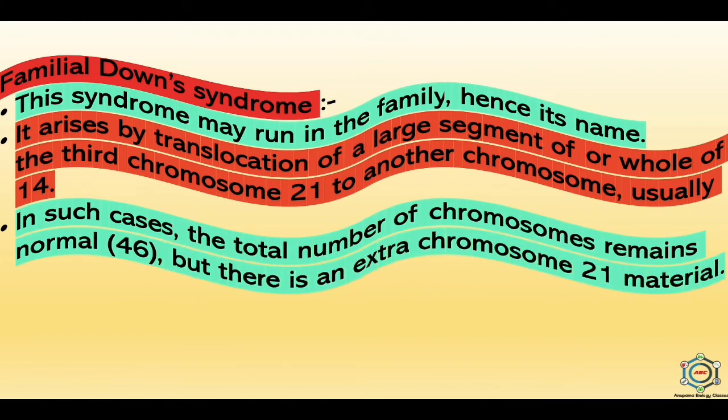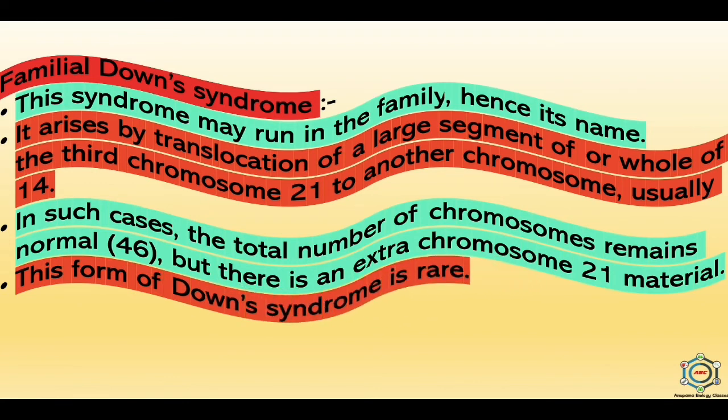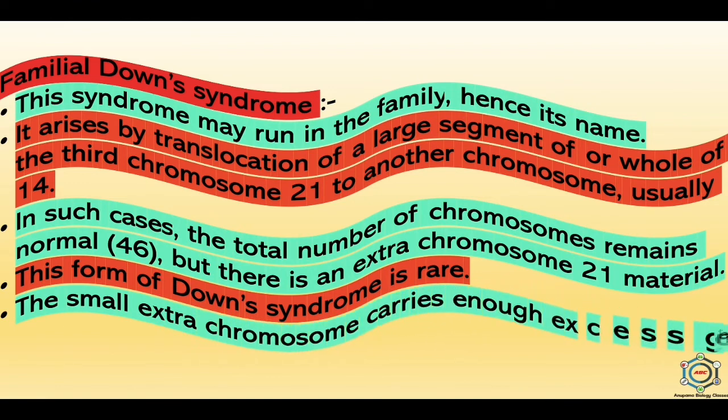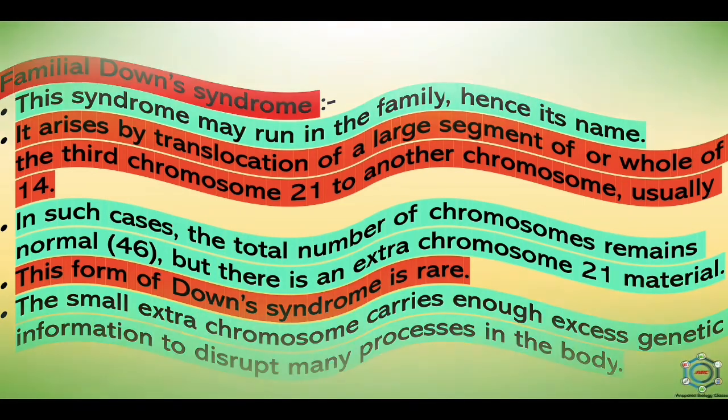In some cases, the total number of chromosomes remains normal, that is 46, but there is an extra chromosome 21 material. This form of the Down syndrome is rare. The small extra chromosome carries enough excess genetic information to disrupt many processes in the body. So these all are about the Down syndrome.